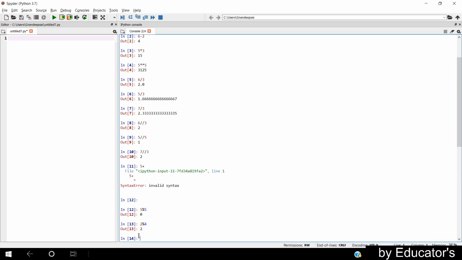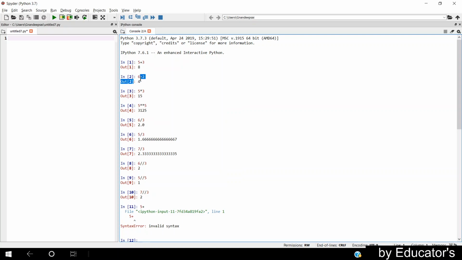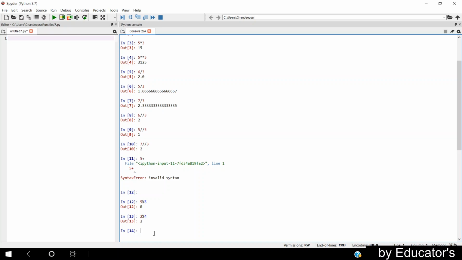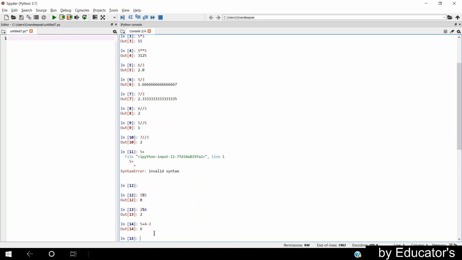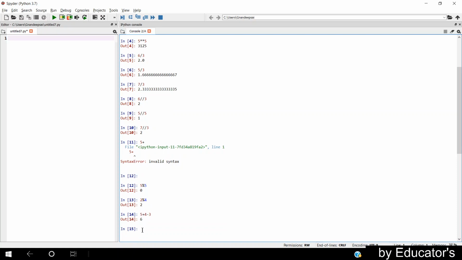Next, until now we did each of the arithmetic operations in one line. Now let us combine all of those. I'll give something like 5 plus 4 minus 3, which is actually 6. So what it is basically doing is, first it is doing the addition, and then it is coming to the subtraction. Those are the rules that Python will follow.